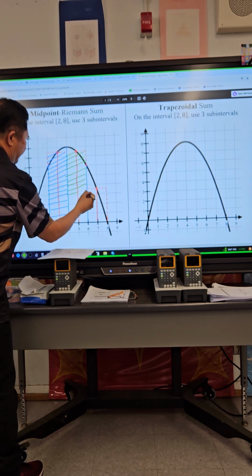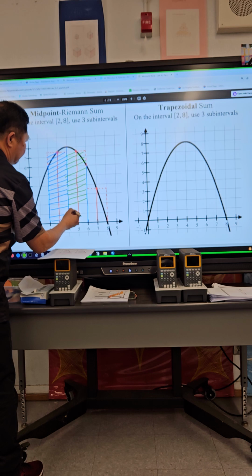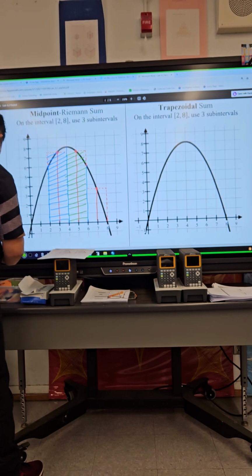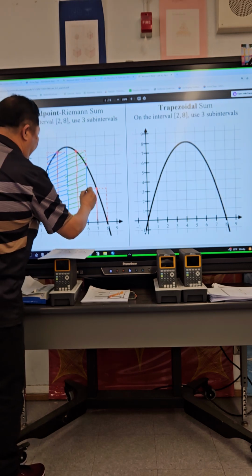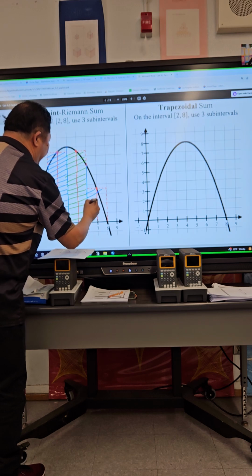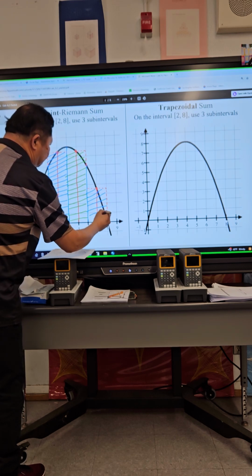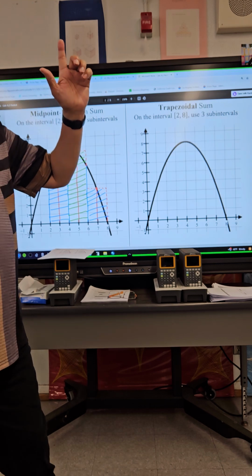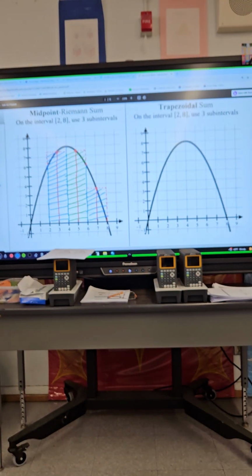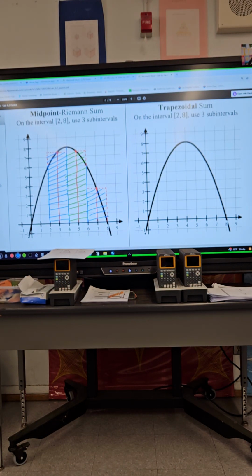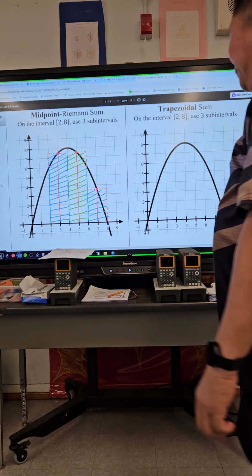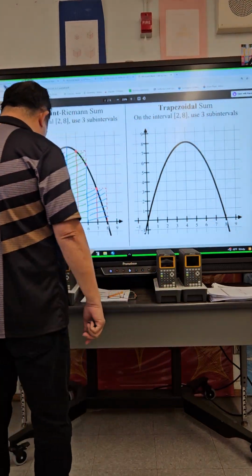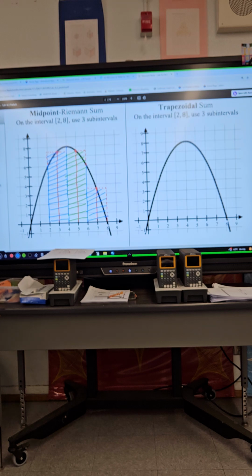Okay, this is the second rectangle. And the third rectangle. Is the label clear, guys? Yes. Now, any idea on midpoint? What is midpoint? The most accurate point, the middle of the sub-interval.